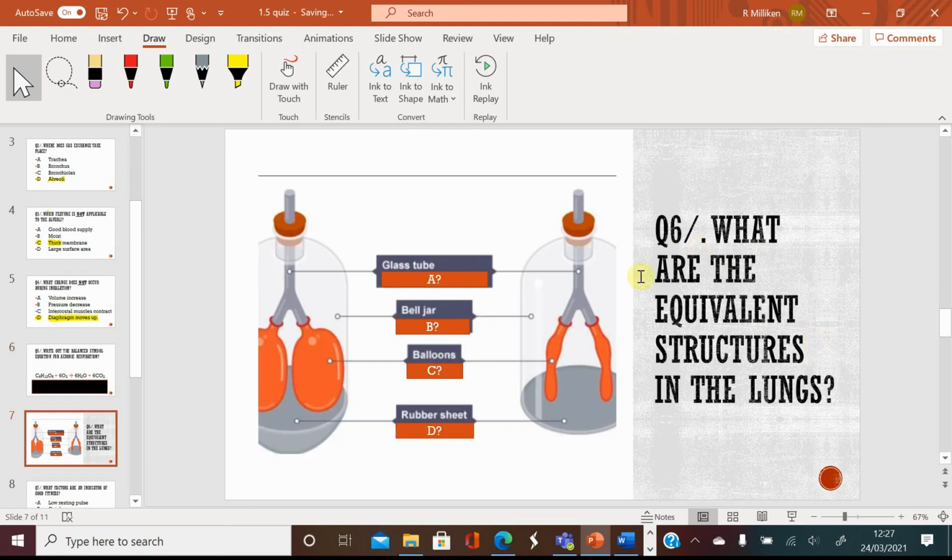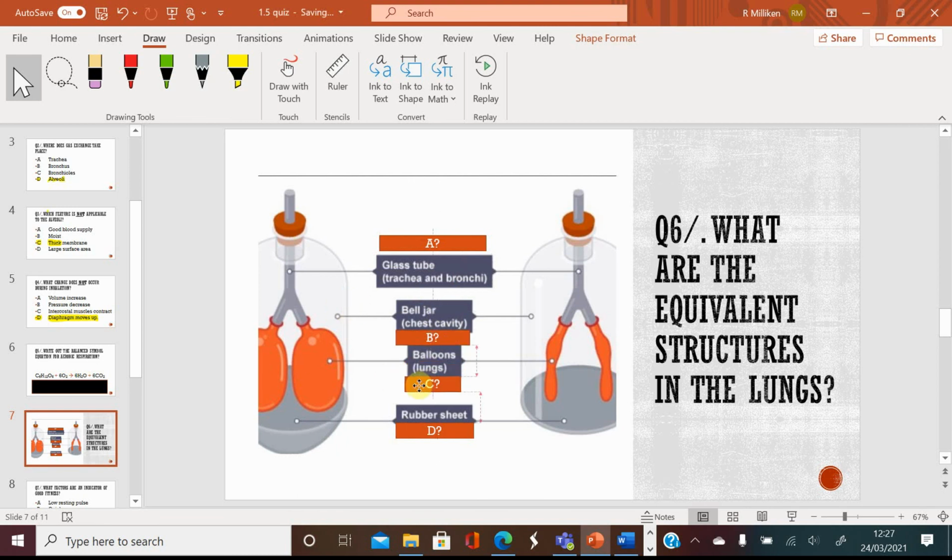Number 6, what are the equivalent features? Okay, they're hidden behind the glass tube. That would be either trachea or the bronchi. Bronchi is really just these two branches here. Okay, the Y-shaped part. So I would say trachea, strictly speaking here. Bell jar. B would be the chest cavity. Okay, I would accept ribs. All right, so I would be happy with that.